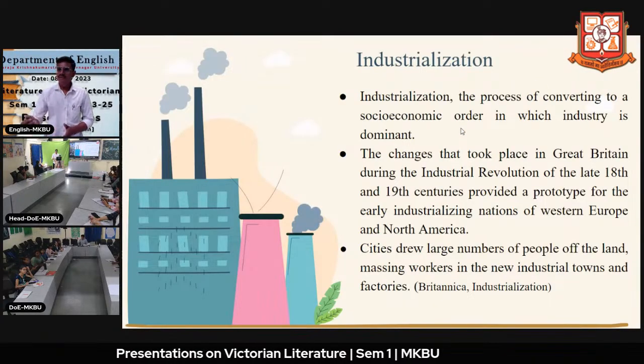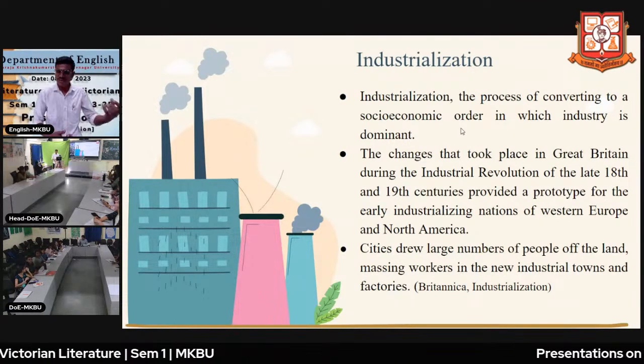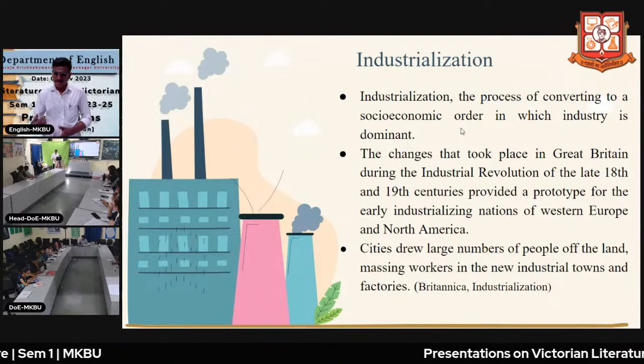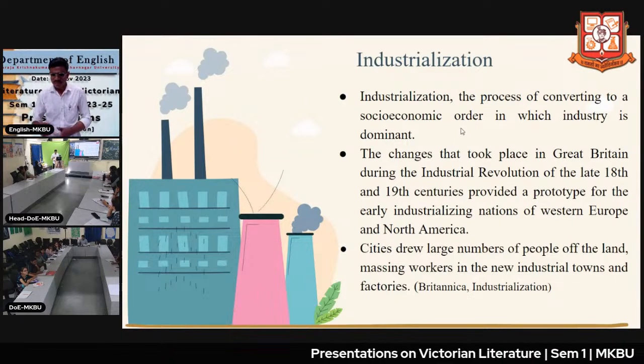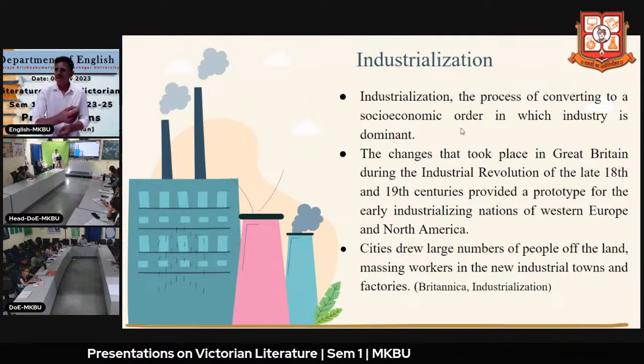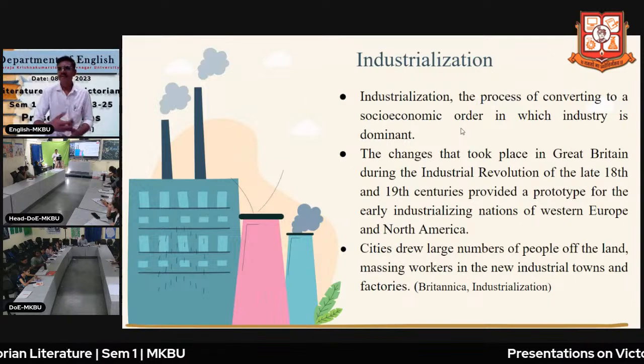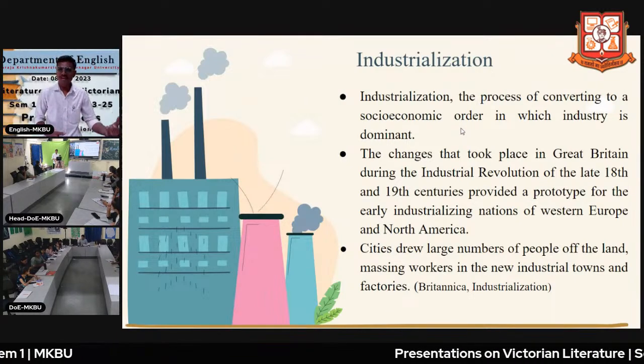First of all, let's discuss what industrialization is, so we can understand how it impacts both of the works. Industrialization is the process of converting to a socio-economic order in which industry is dominant. It is more important than human beings and any other things in the world.